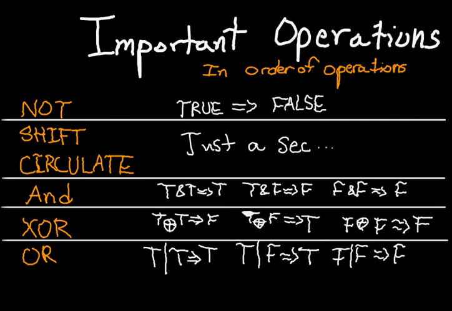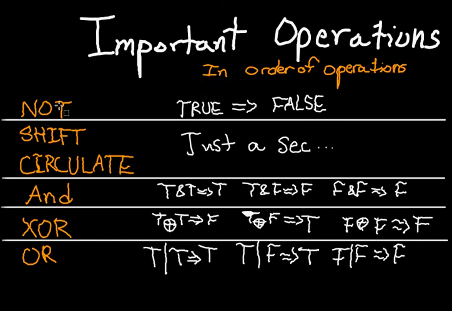But let's look at some important operations, and these are mostly just logic operations. They're in the order of operations, meaning that if you have an expression with all of these in it, you know which one to do first depending on who's on top. So if you see a not, you always do the not first. Then you do shift and circulate, and after that you do an and, then exclusive OR, and then OR. Don't worry about shift and circulate until the next slide.